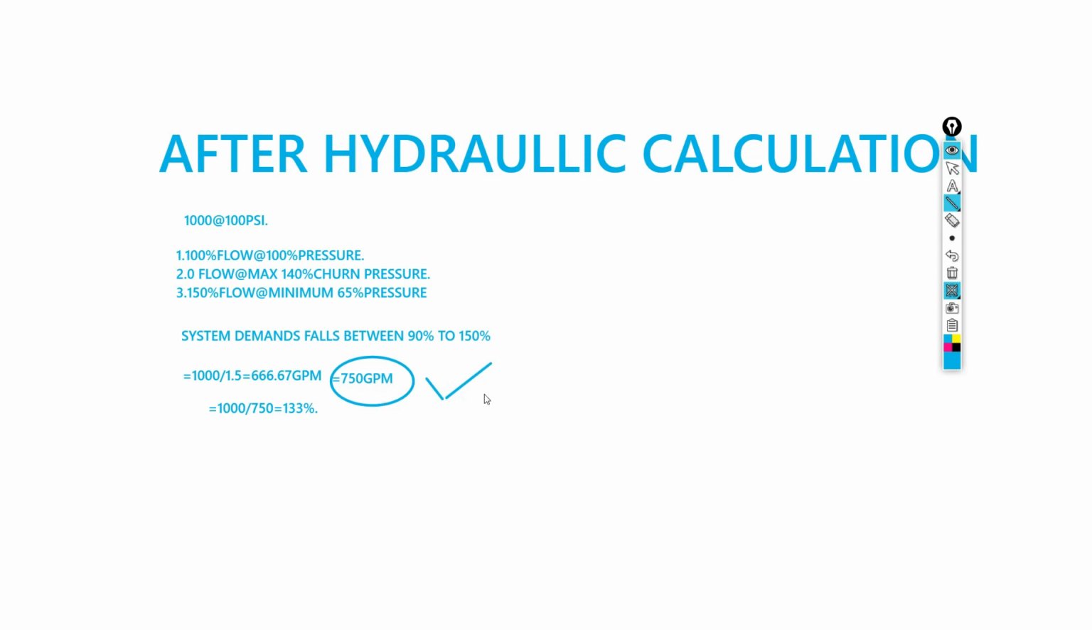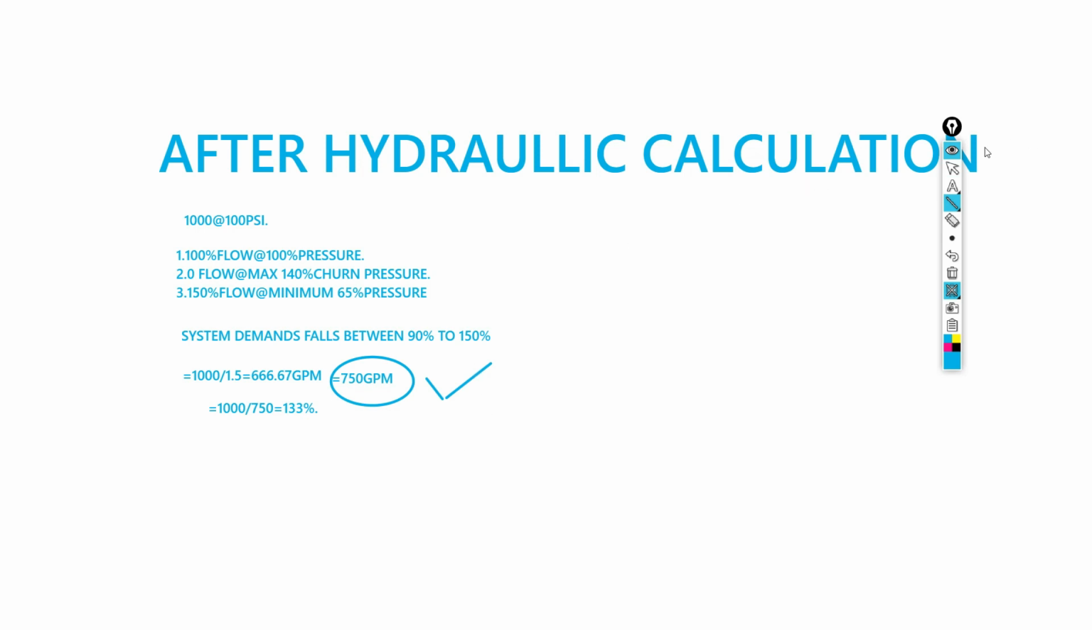But what about the pressure? We will check the performance curve of the pump at 750 GPM. To select the pressure we have to check the performance curve of the pump, that at 133 percentage flow, how much the pressure? It shall be around 78%, but how?